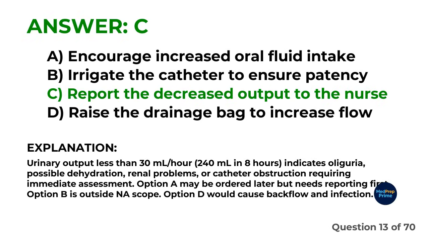Correct answer C. Urinary output less than 30 milliliters per hour, 240 milliliters in 8 hours, indicates oliguria, possible dehydration, renal problems, or catheter obstruction requiring immediate assessment. Option A may be ordered later but needs reporting first. Option B is outside NA scope. Option D would cause backflow and infection.